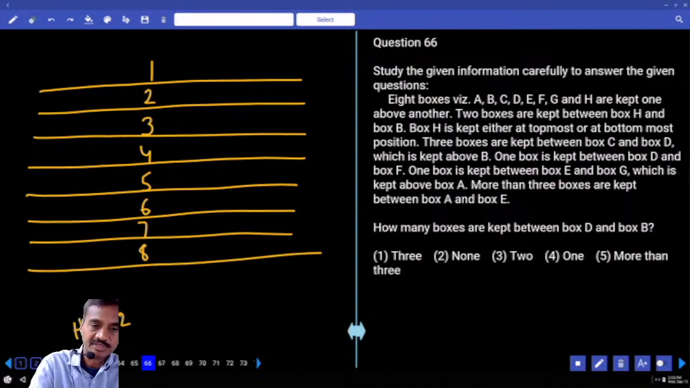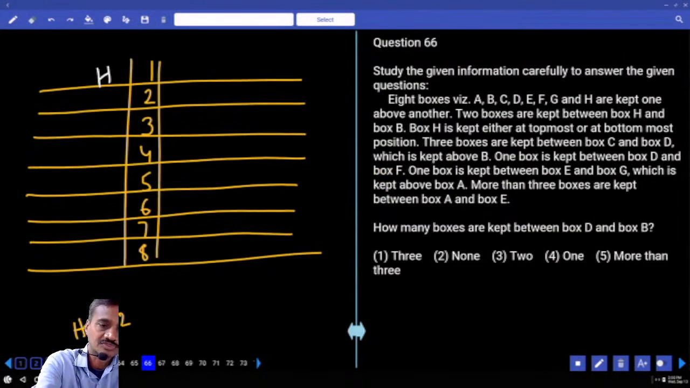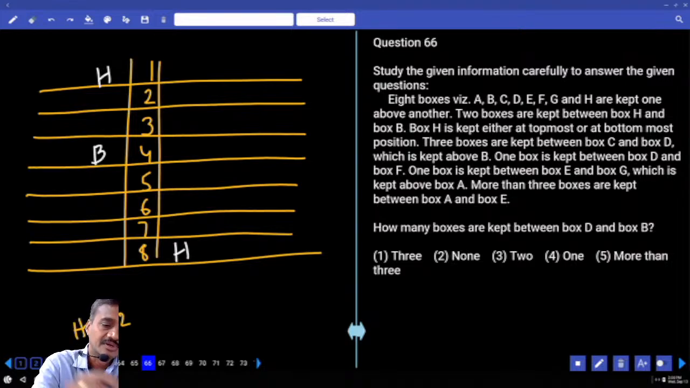Now H can be either on the topmost floor or on the bottommost floor. The next one: two boxes between H and B. Between H and B, how many boxes do we have? Exactly two. Now in the first case, B is on the 4th floor, and in the second case, B is on the 5th position.